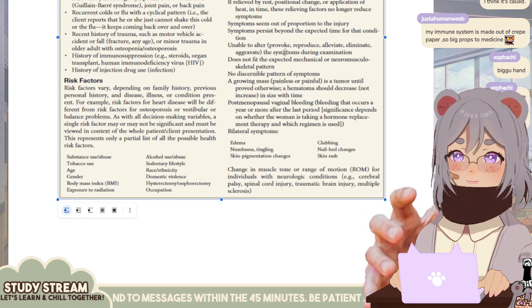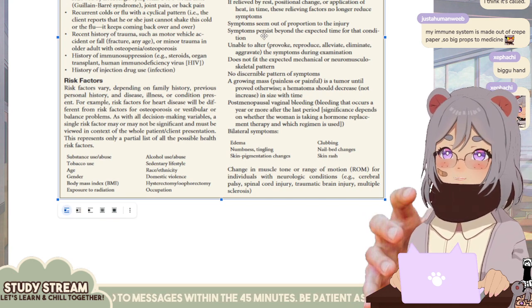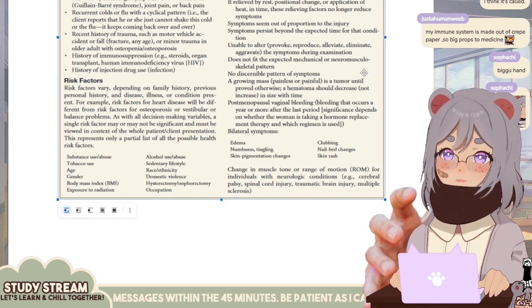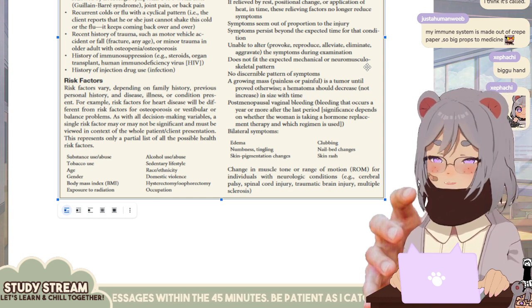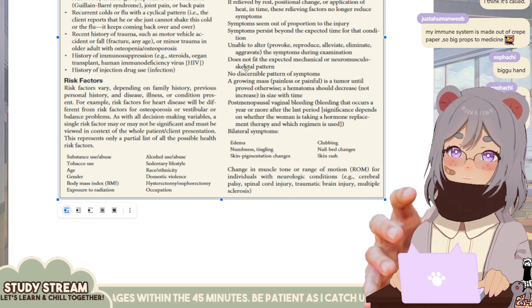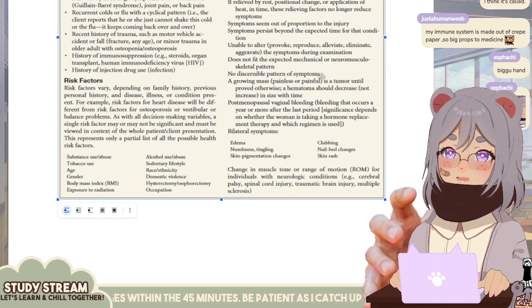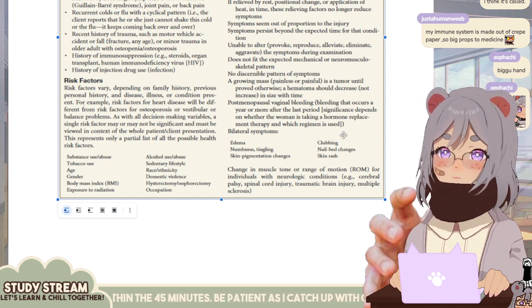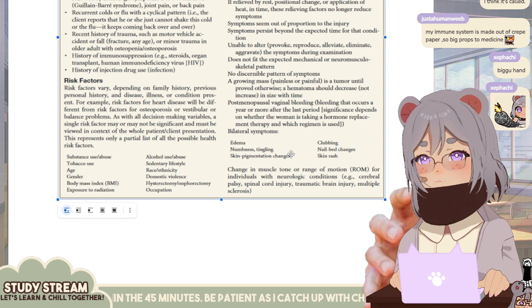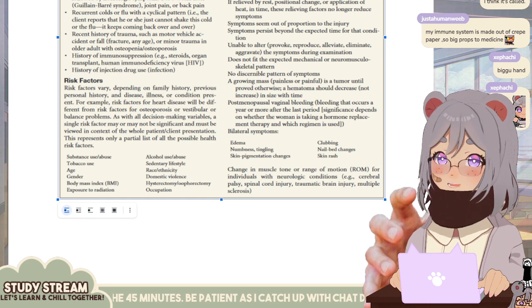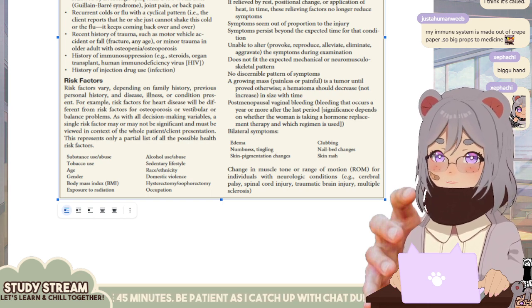Symptoms seem out of proportion. Symptoms persist beyond the expected time of the condition. You're unable to alter the symptoms, whether you try to provoke it, alleviate it, eliminate it, or aggravate it. You can't alter it. The pain is just always there. It doesn't fit an expected mechanical or neuromusculoskeletal pattern. There's no discernible pattern of symptoms. There's a growing mass, and it's a tumor until proven otherwise. Maybe you have postmenopausal vaginal bleeding, and maybe you have bilateral symptoms. The bilateral symptoms might be edema, so swelling, maybe in your legs or your arms or your hands or your feet.